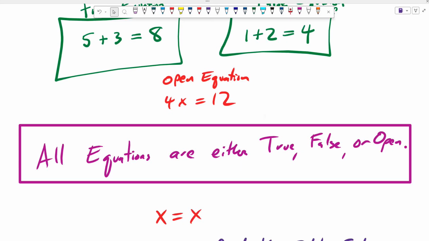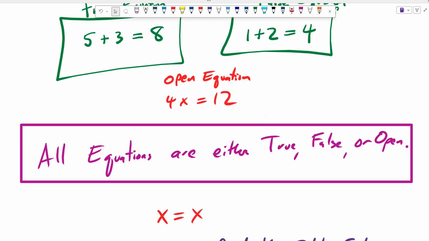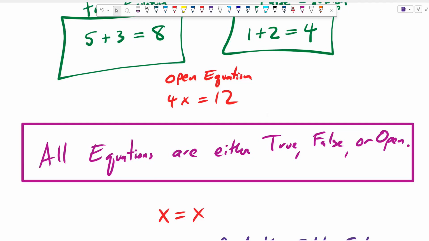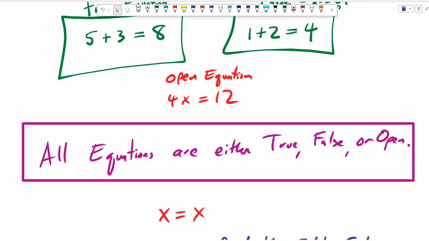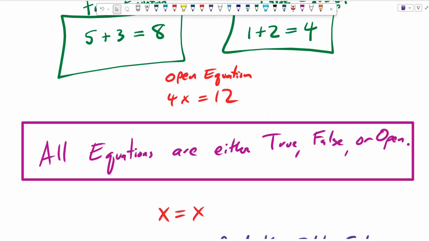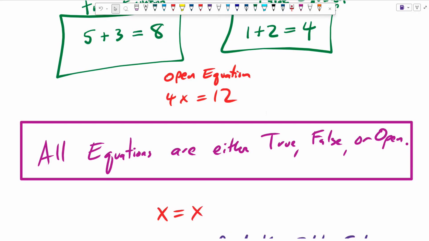Okay. All these definitions are very important. What does an equation mean? What does it mean to solve? What is a solution set? What is a solution? What are equivalent equations? All equations are true, false, or open. We've got to memorize these, know them by heart real quick. We will have a quiz probably in the next week on the definitions.